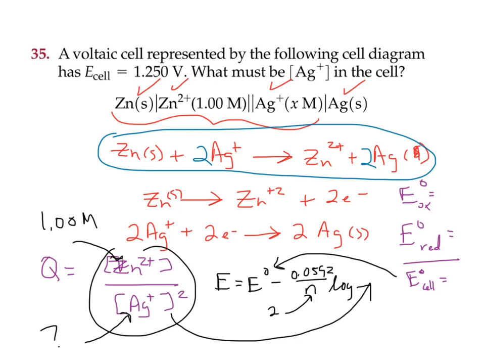Oh, I should say too, the E, do you guys buy this? That the E of the cell actually was given as 1.250. So you know this from that, you know this from this, and the only thing you don't know is the silver ion.